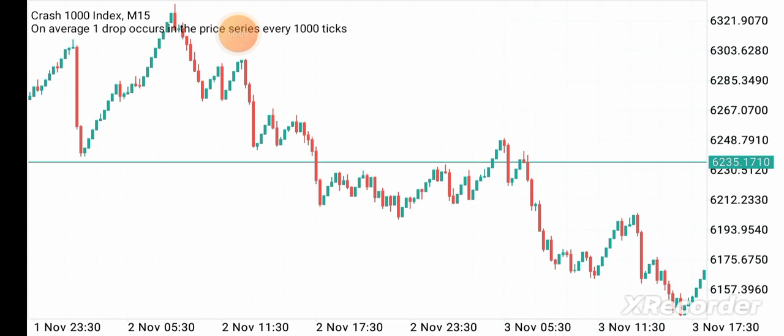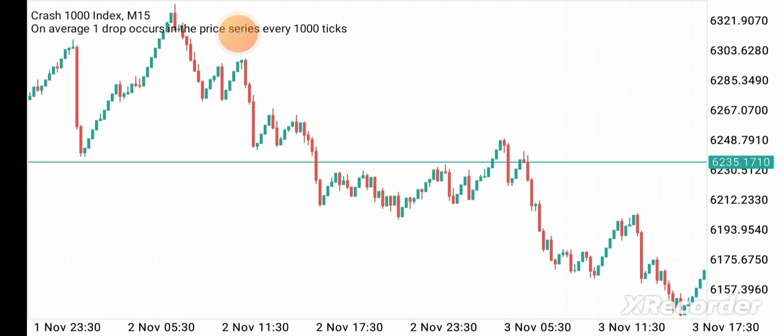In today's video, I'll be showing you another candlestick pattern that you can use to determine when a spike is coming up, when you're going to get a spike. On my screen I have Crash 1000 Index and I'm on the 15 minutes time frame.